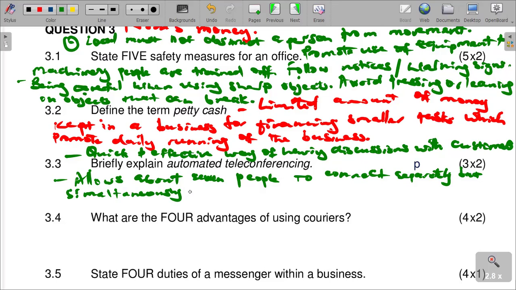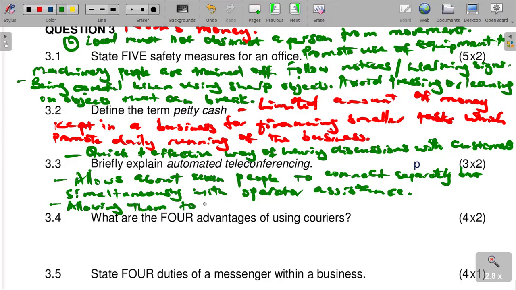That can be done without operator assistance. That is one good advantage of that. Without operator assistance, and all participants are billed separately, allowing them to be charged separately.